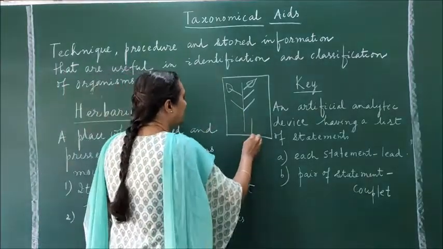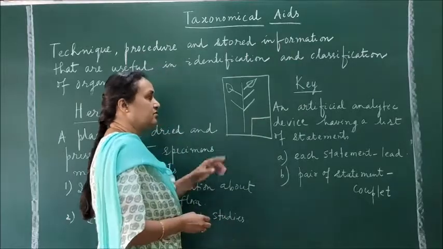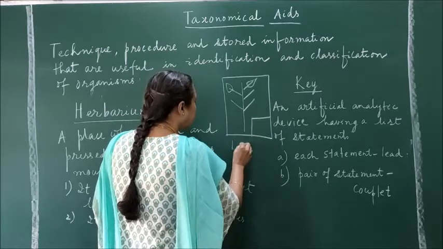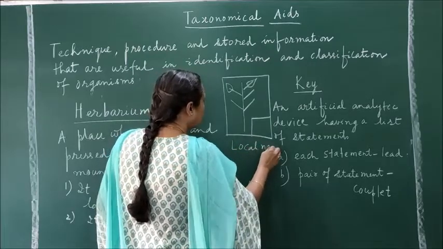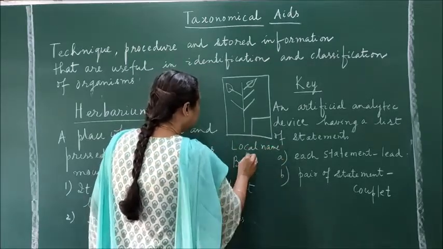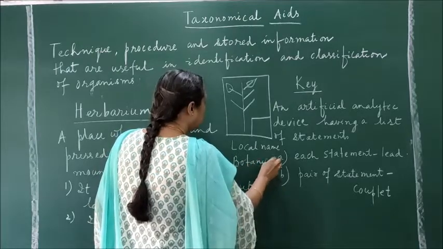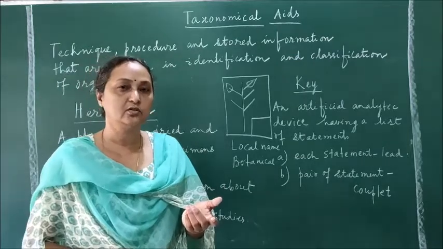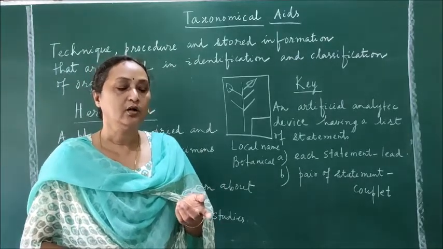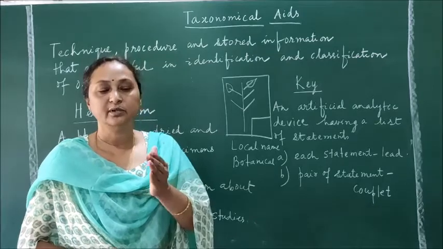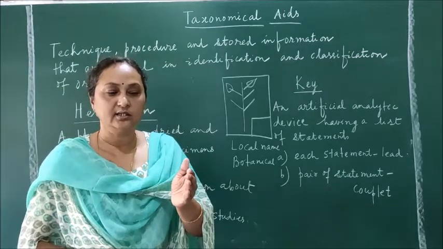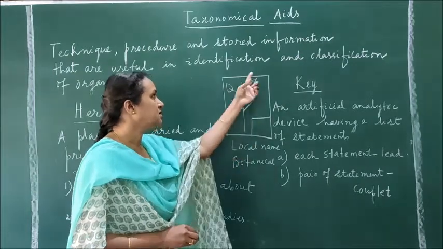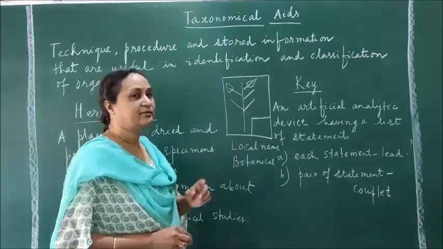Then on the right corner of the herbarium sheet, you can find there is one block. And in the block you can write down the local name, or the botanical name, or any other kind of information, or the family to which it belongs, or the order to which it belongs, or the name of the habitat, or the name of the collector and the date of the collection. All the information is present in the block. So this is a herbarium sheet, which has a fixed size.